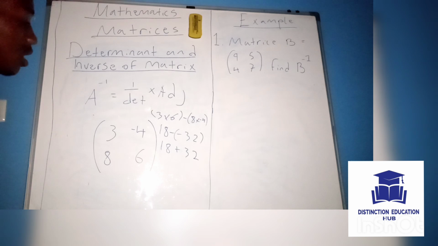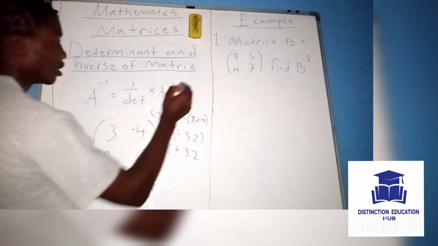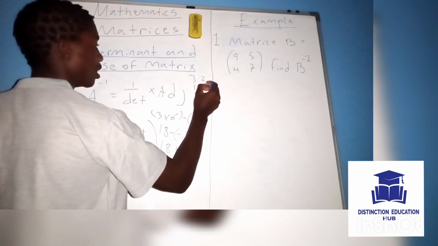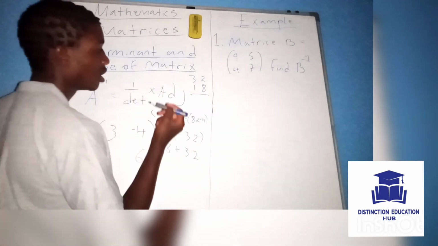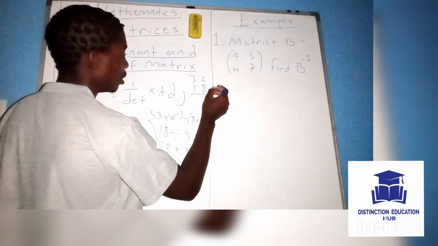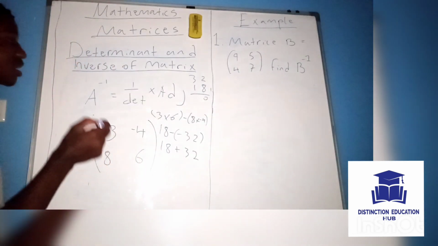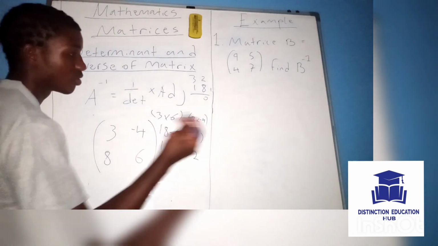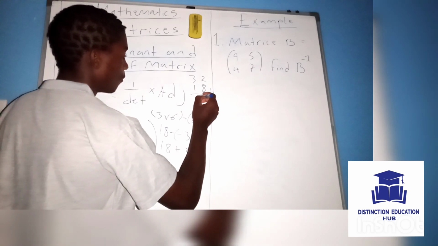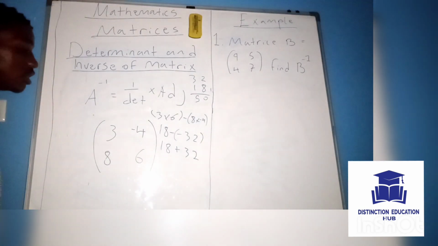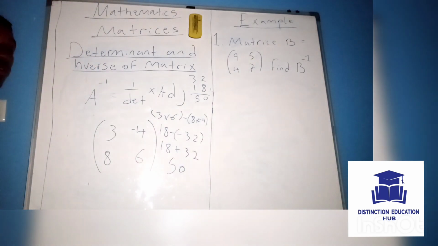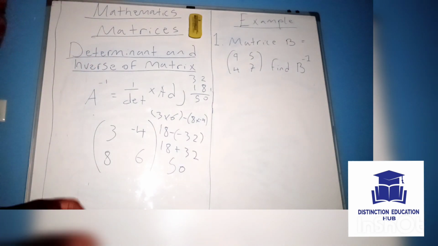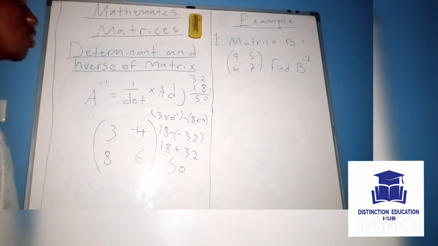32 plus 18, what are you going to get? 2 plus 8, you get 10. You write 0, remainder 1. 1 plus 3, you get 4, plus 1, you get 5. Therefore, your determinant is 50. So that's how you get your determinant.